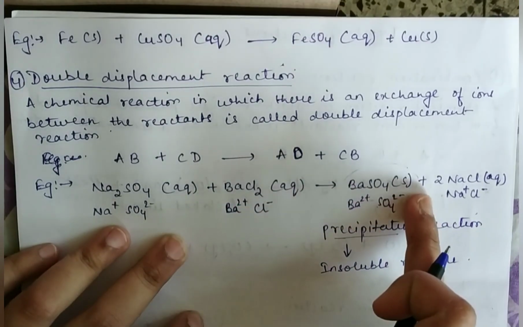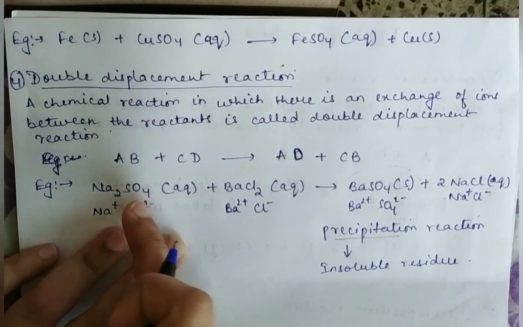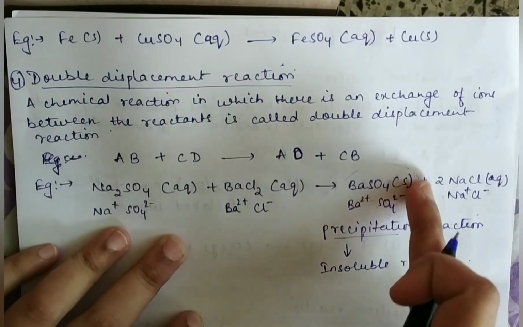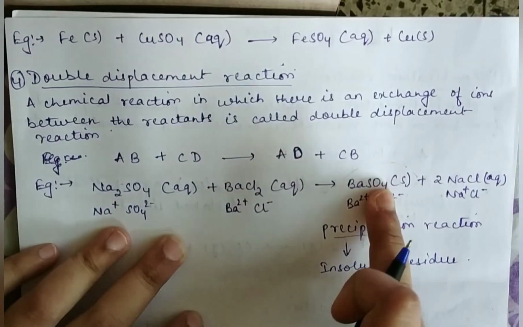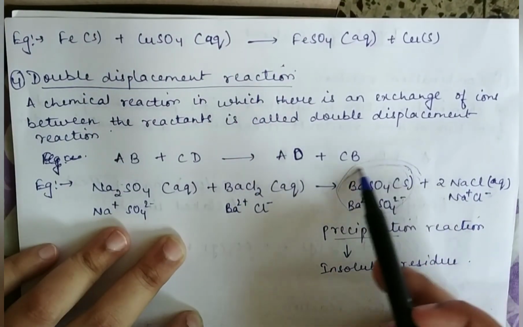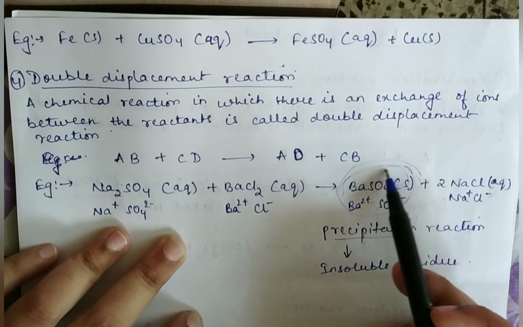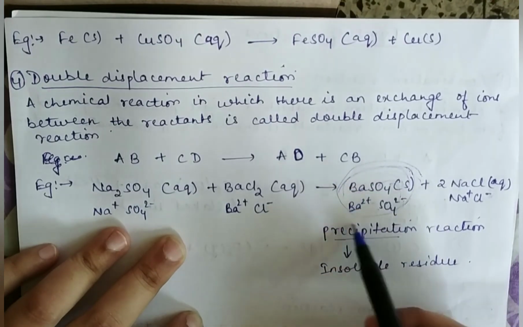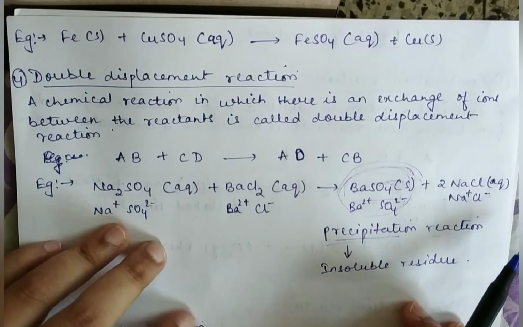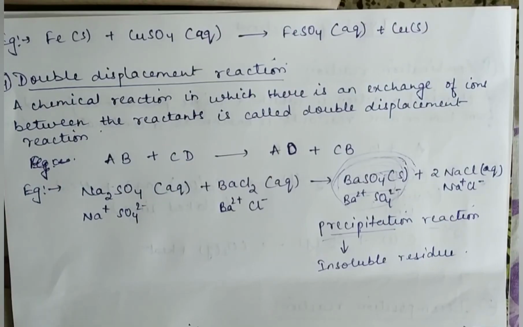So in this reaction, by adding two water soluble salts, we get an insoluble salt and a soluble salt. So due to the formation of this insoluble salt, this insoluble residue or precipitate, this reaction is also known as a precipitation reaction. So I hope all the four types of chemical reaction are now clear to you.